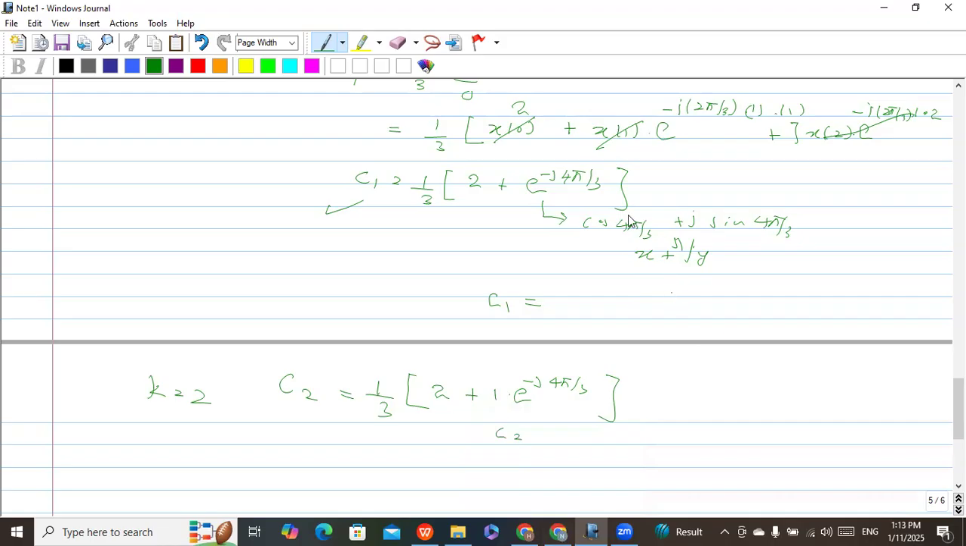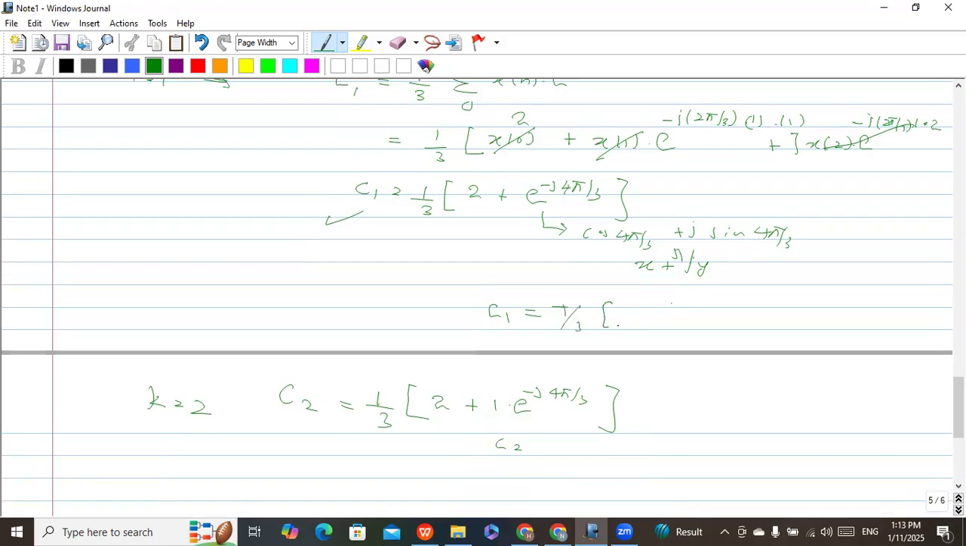So you can see that we can write this C1 as 1 over 3, 2 plus 0.99 plus j 0.77. Then 2 plus 0.99, so you can write this as 2.99 plus j 0.77. This should be divided by 3 and this should be divided by 3. So you can find this C1 like this. And the C2 value also will be the same. So 2.99 is approximately 3.